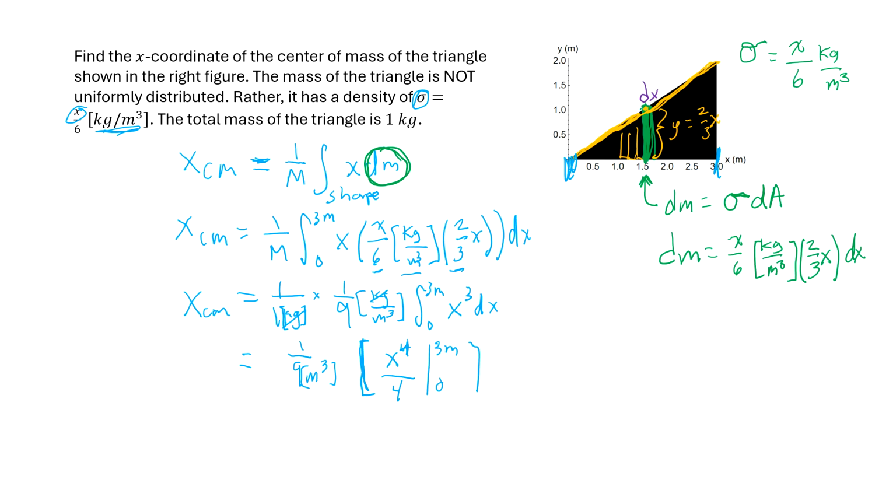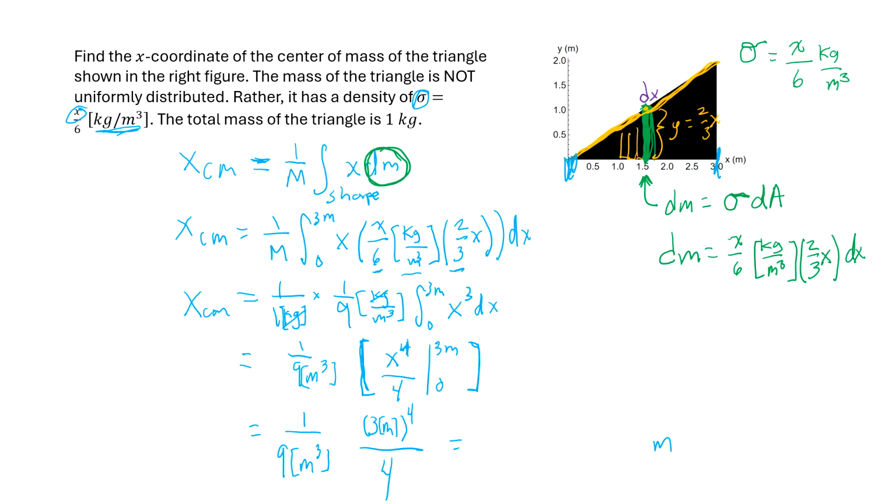And that's pretty lucky because we put in the 0 and that term will go away. And so all that's left is 1 over 9 meters cubed times 3 meters, put these in parentheses, all raised to the 4th power over 4. And notice we have meters raised to the 4th power, and we're dividing by meters cubed, so our answer is going to be in meters, which is what we're looking for because we're looking for x, the x-coordinate of the center of mass.